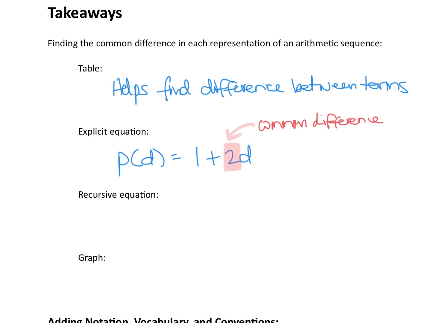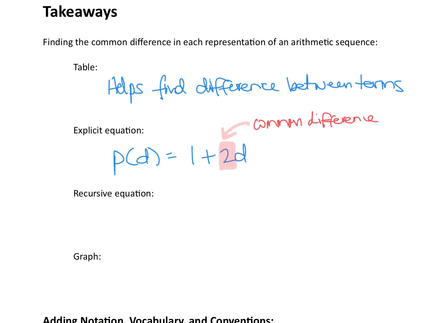For the recursive equation, let's go ahead and rewrite that. We had the start was 3. And we have the next equals the previous plus 2. Our common difference shows up right here when it relates the next to the previous. So that's our common difference.